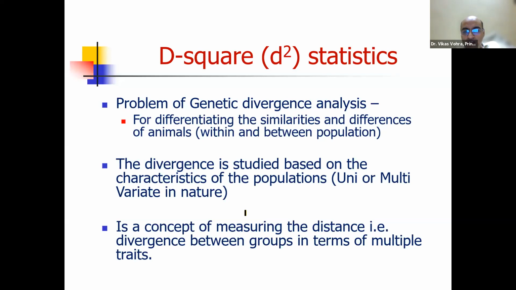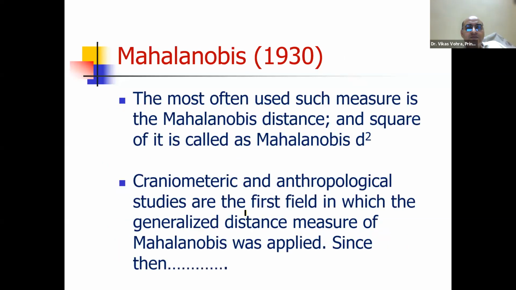So we first do the divergence analysis, and genetic distance we call D square. Who gave this concept? It was Prasanta Chandra Mahalanobis, who gave it in 1930. And it was a very important measure which was used in the Second World War. He was an Indian statistician from Bengal, and the Allied forces had dead bodies they were not able to identify by nation because the bodies were mutilated. So using craniometric skull measurements, he divided them into different groups, and the bodies were differentiated and dispatched to their respective countries. Since then the history has changed.